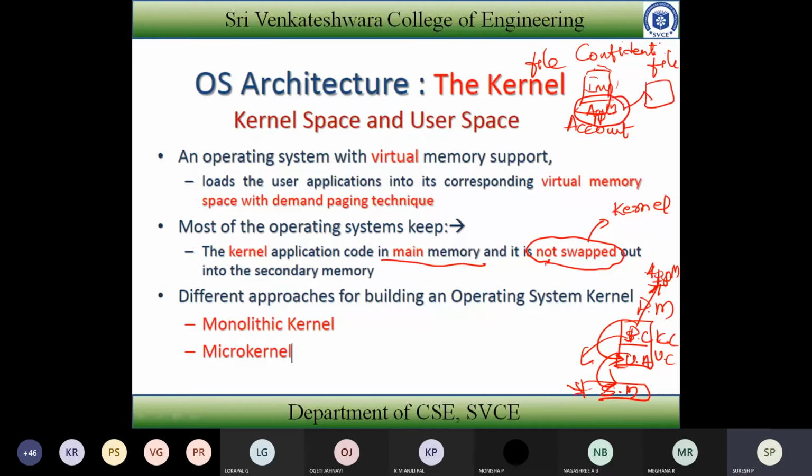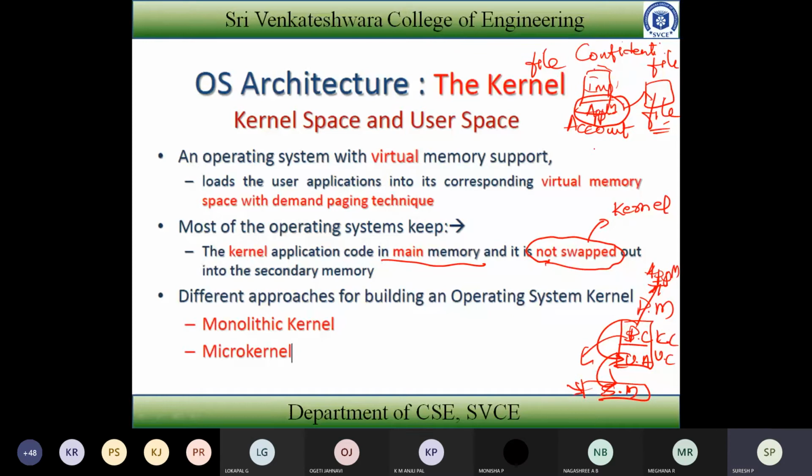The same thing is going to happen in your operating system also. The important files will be kept in your primary memory. The files or applications which are not important will be moved to the secondary memory. Okay, so that's how your virtual memory concept is going to work in your operating system.